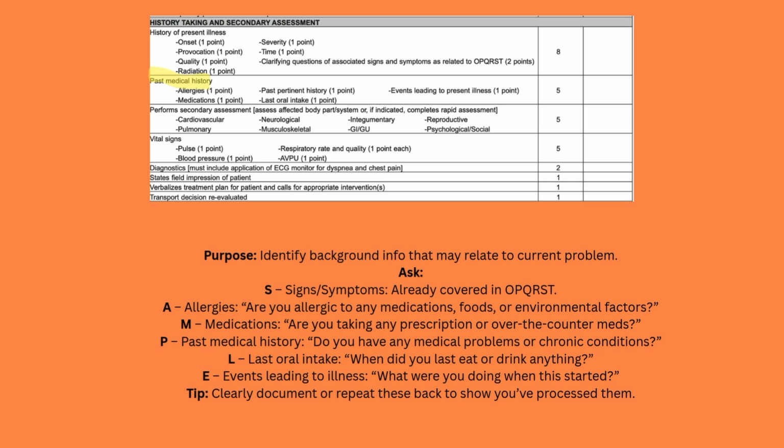Now you have to find the past medical history using SAMPLE. So S is signs and symptoms, which is already covered in the OPQRST. A is allergies. Are you allergic to any medications, food, or environmental factors? M, medication. Are you taking any prescriptions or over-the-counter medication? P, past medical history. Do you have any medical problems or chronic conditions? L, last oral intake. When did you last eat or drink anything? E, events leading to illness. What were you doing when this happened? And clearly document or repeat these back to show you've processed them.